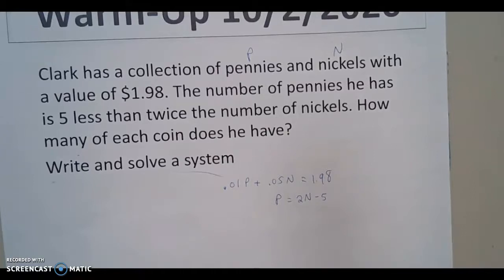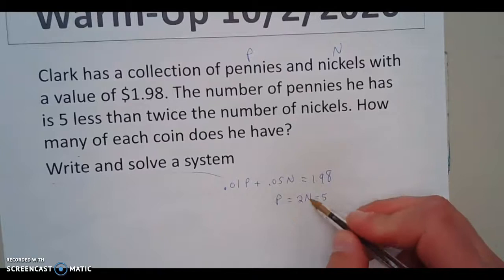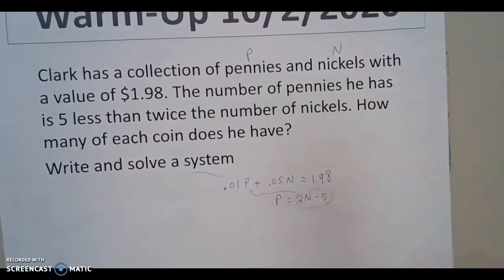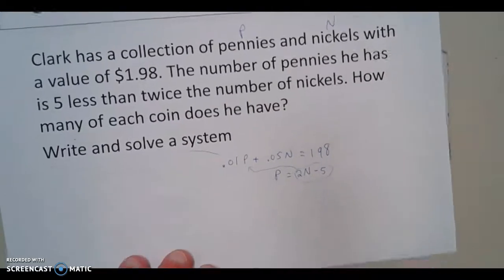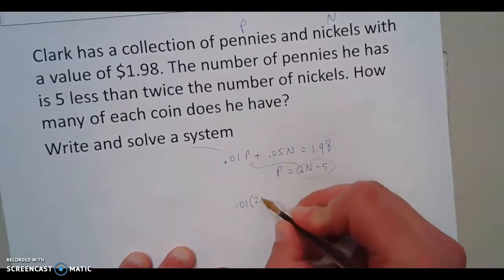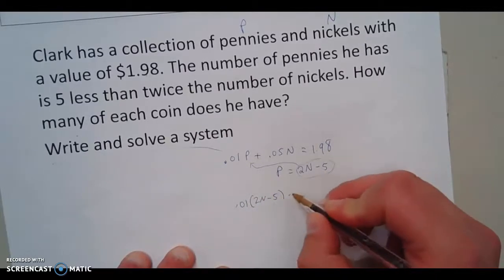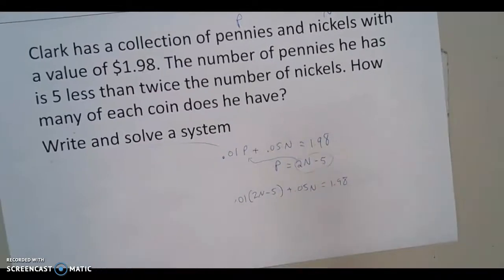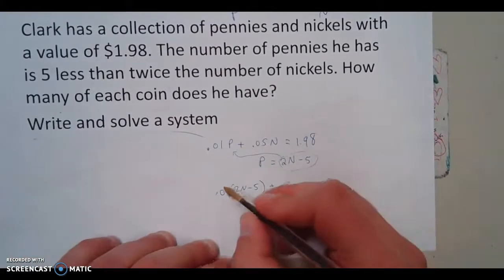I will say this one is definitely set up for a nice substitution, because if P is already solved for, I can take this and substitute it in to be able to answer the question. So let's do that. So I would have 0.01 times (2n minus 5) plus 0.05n equals 198. Now I should be able to just solve this for n, and I'll have myself our answer.